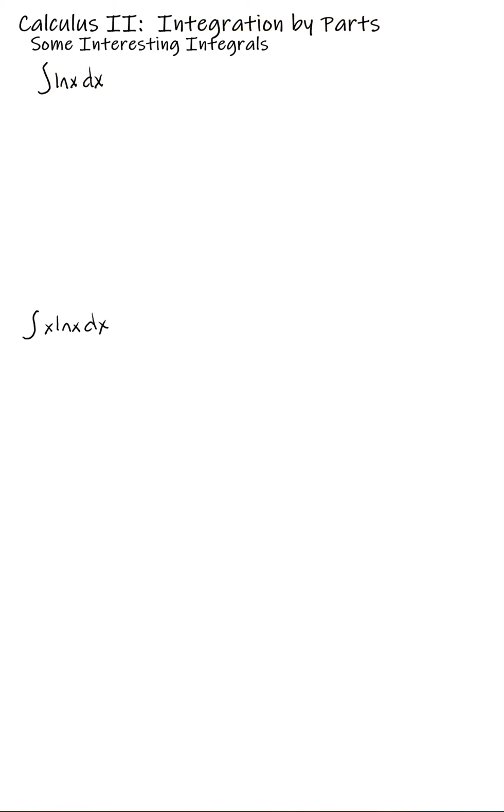So let's see. To begin with, I need to figure out what I am going to let u equal and what about dv. So we'll start by letting u equal the natural log of x. In this situation, the only thing left for dv is just dx, which makes this one a little hard to see for integration by parts.